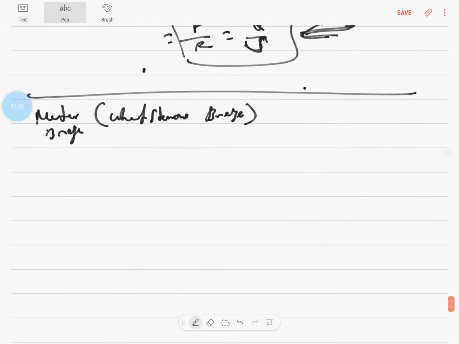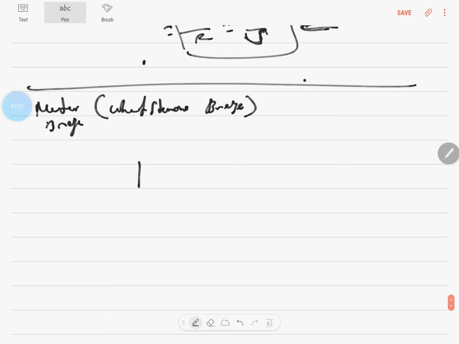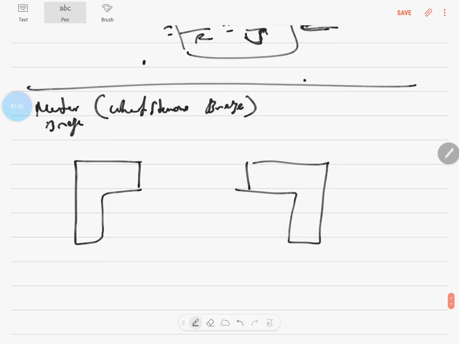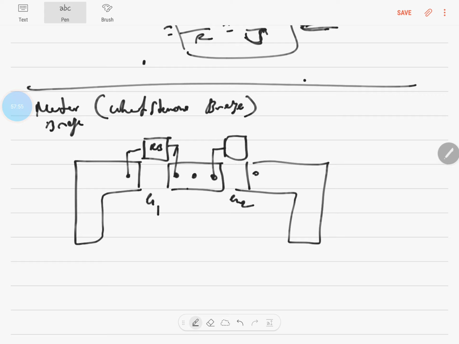So basically a meter bridge consists of two L-shaped copper strips and a straight copper strip, with the two gaps G1 and G2. There are terminals here, and also in the middle. You can connect a known resistor, a resistance box, here, and an unknown resistor X here.